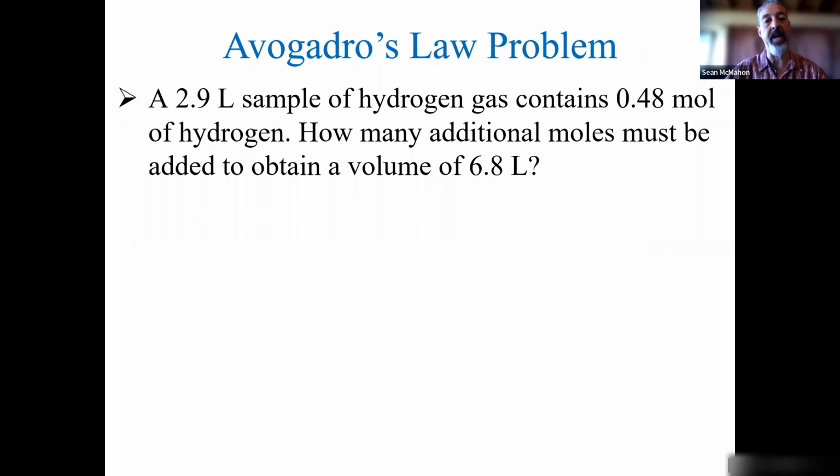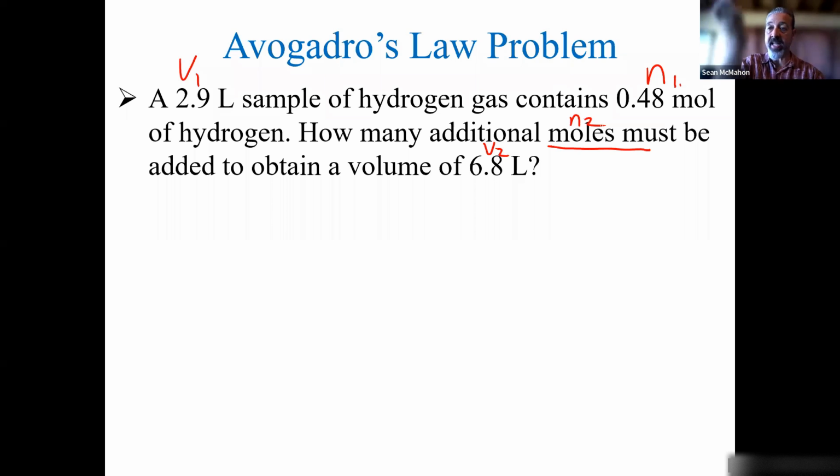Well, when I read this problem, a 2.9 liter sample of hydrogen gas contains 0.48 moles of hydrogen. How many additional moles must be added to obtain a volume of 6.8 liters? Notice there's no mention of pressure or temperature. Why? It's constant. But I do have a change in conditions. I have initial volume and initial moles. And then I want to know how many moles must be added to get a new volume of V2. So I'm looking for N2.